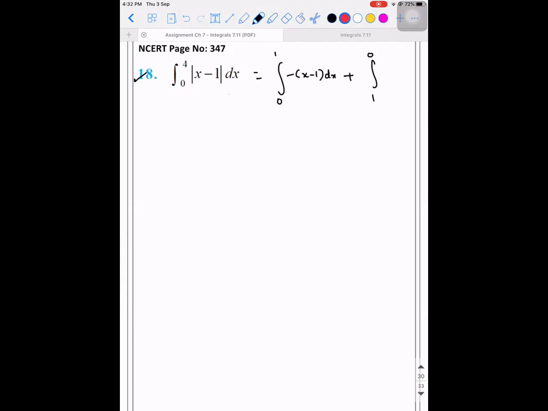Similarly, when you're doing 1 to 4, you're doing the right limit. So it's going to be positive: integral of 1 to 4 of x minus 1 dx. Okay, that will be the required answer. Again, you people solve this.